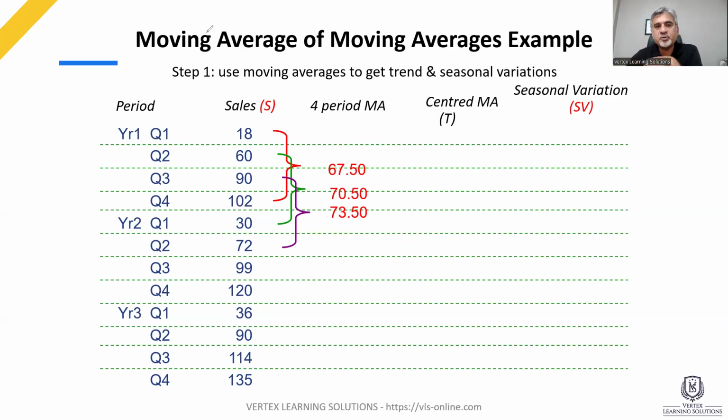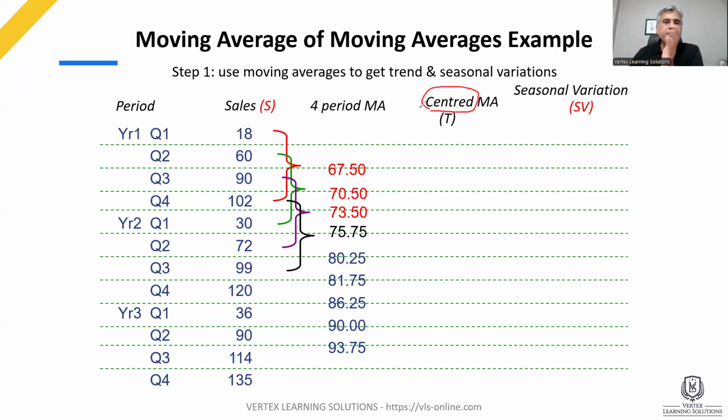And you will find all of them in the same way, but all of them appear somewhere in the middle. So now what you need to do is center them. We call it MA of MA. You can call it MA of MA, which means moving average of moving average, or you can call it centered moving average. And that will be your trend, okay?